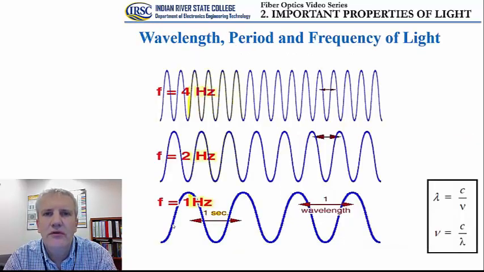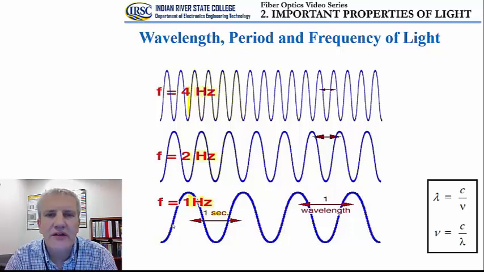Here we have a very clear comparison between 3 waves at 3 different frequencies. We are seeing a wave at a frequency of 4 Hertz on the top, and then a wave whose frequency is 2 Hertz in the middle, and finally a wave whose frequency is 1 Hertz on the bottom.